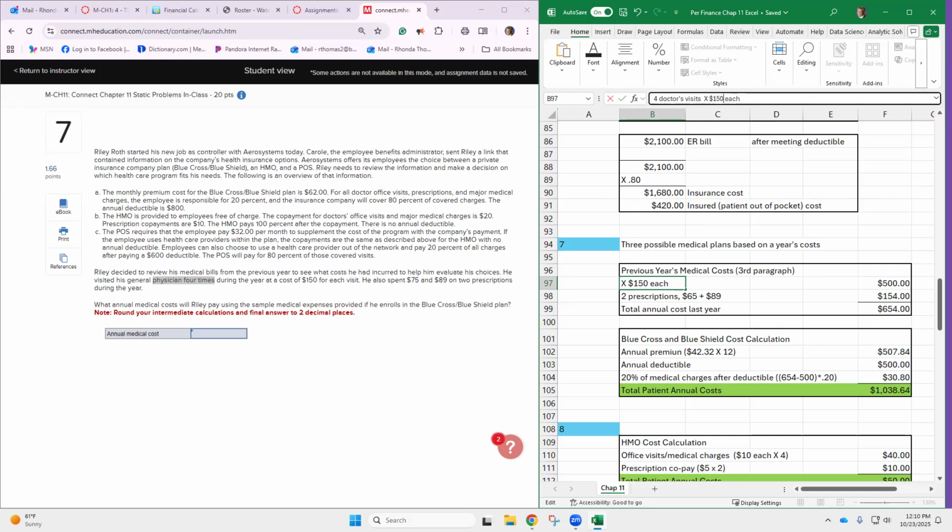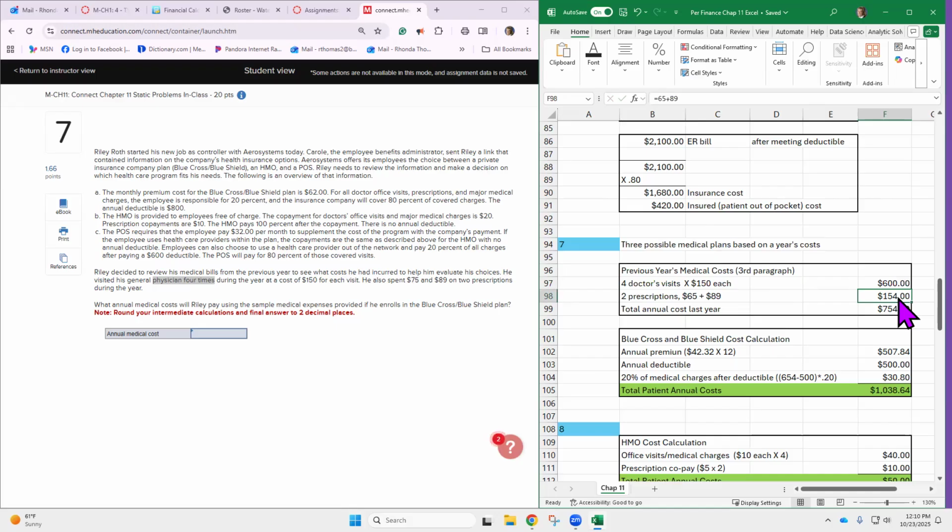So healthcare visits for $150 is going to be $600. Do you agree with that? Okay. 4 times 150 is $600. So last year he spent $600 in doctor visits.